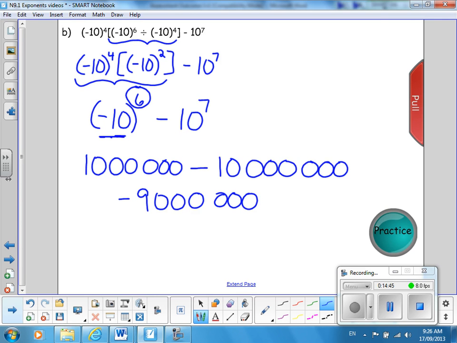So there are exponent laws when you are multiplying and dividing same bases, but there is not when you are adding and subtracting. You have to evaluate those first.